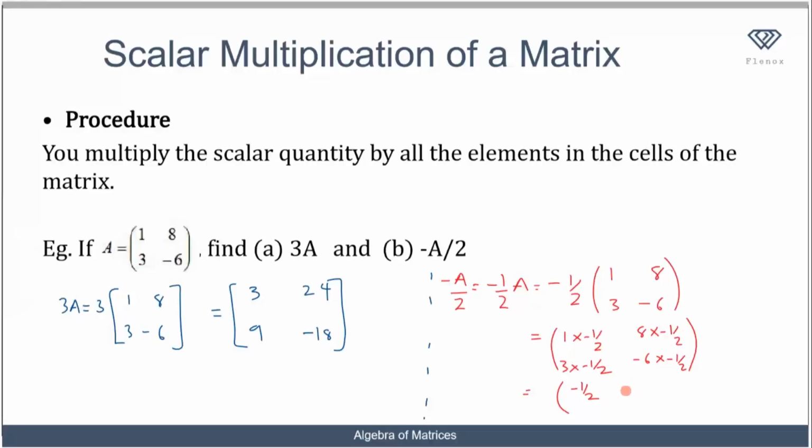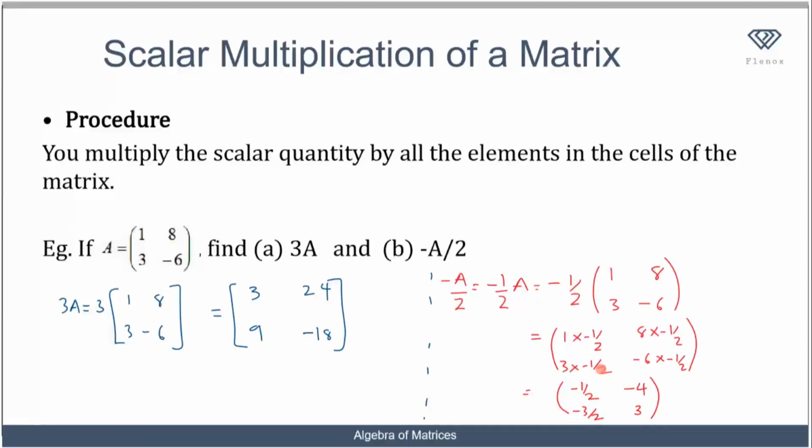8 times minus half will give me minus 4. 3 times minus half will give me minus 3 over 2. And my minus 6 times minus half will give me 3. So minus a over 2 is the same as this matrix over here.